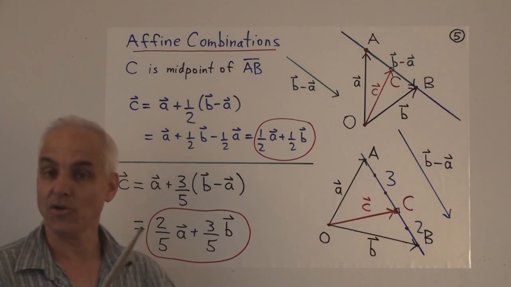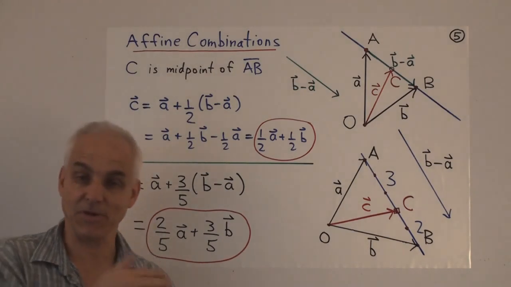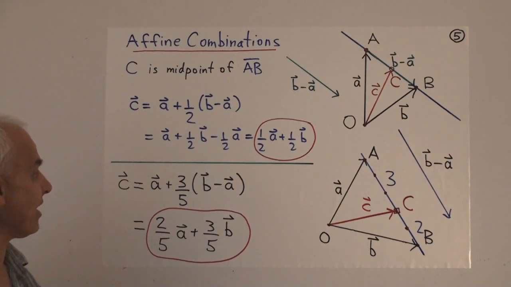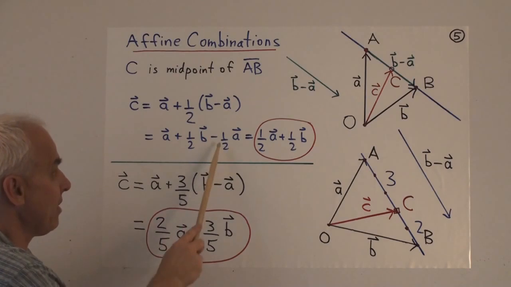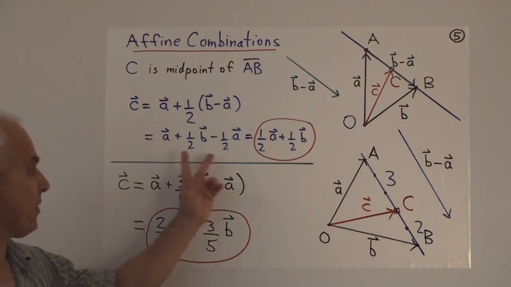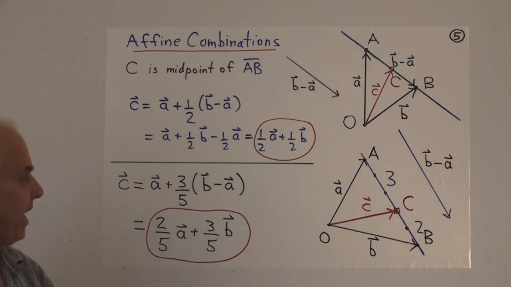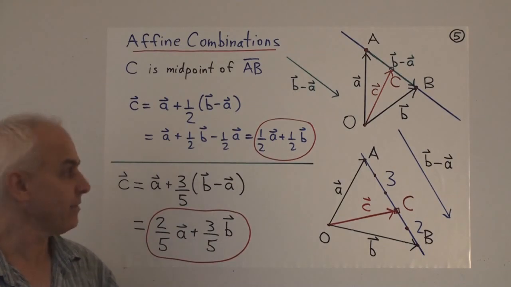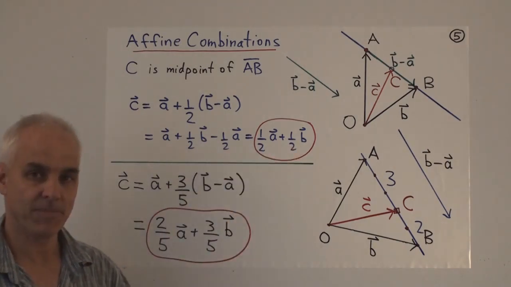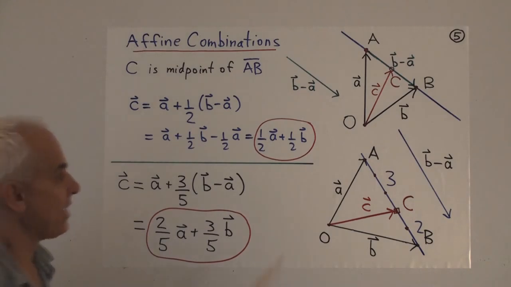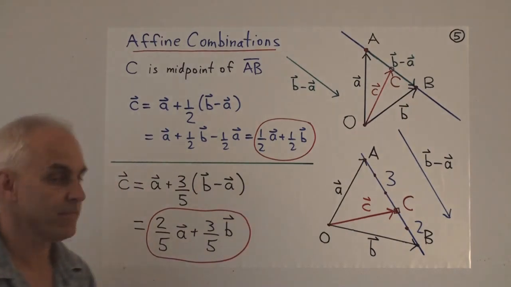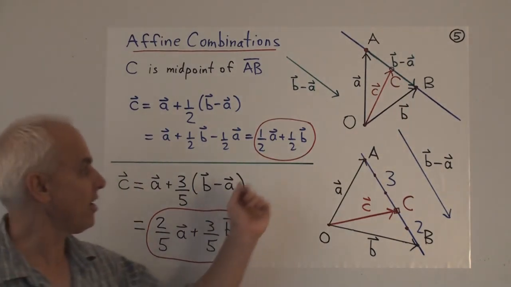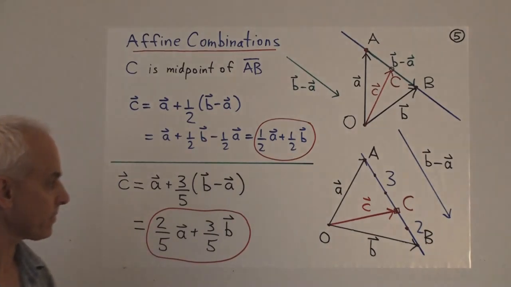And now we use the rules or the laws for vector arithmetic that we talked about in the last slide. We can write the 1/2 of b minus a as 1/2 of b minus 1/2 of a. And then we can interchange these and combine that a with a minus 1/2 of a to get a total of 1/2 of a plus 1/2 of b. So that's our answer, that the vector c is 1/2 of a plus 1/2 of b. You could sometimes say it's the average of a and b.